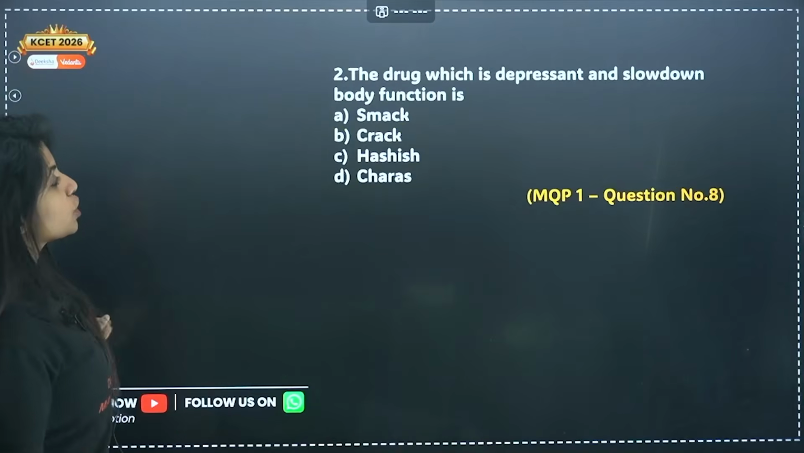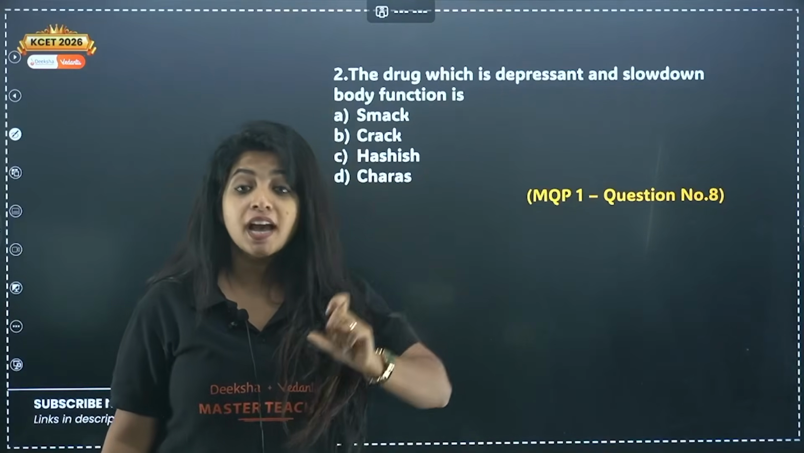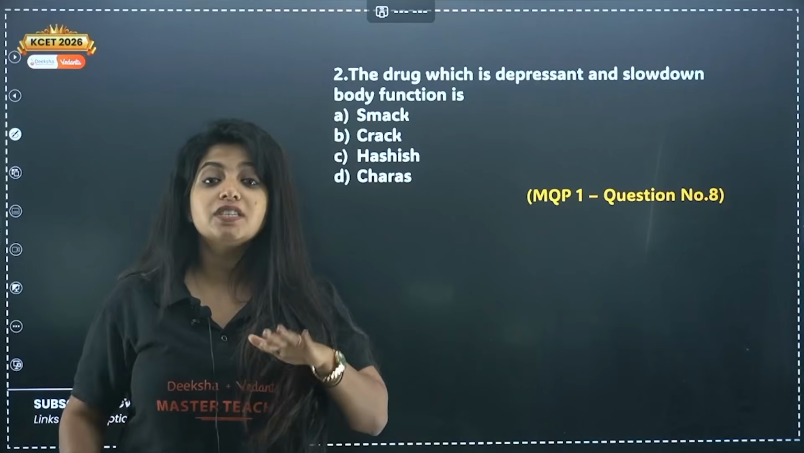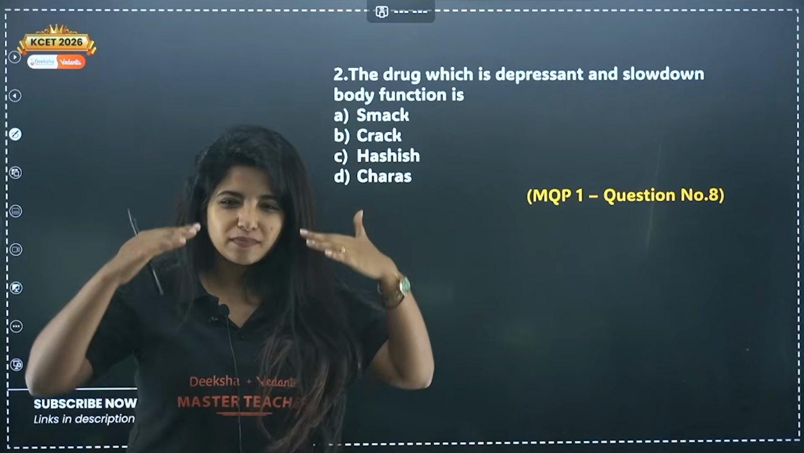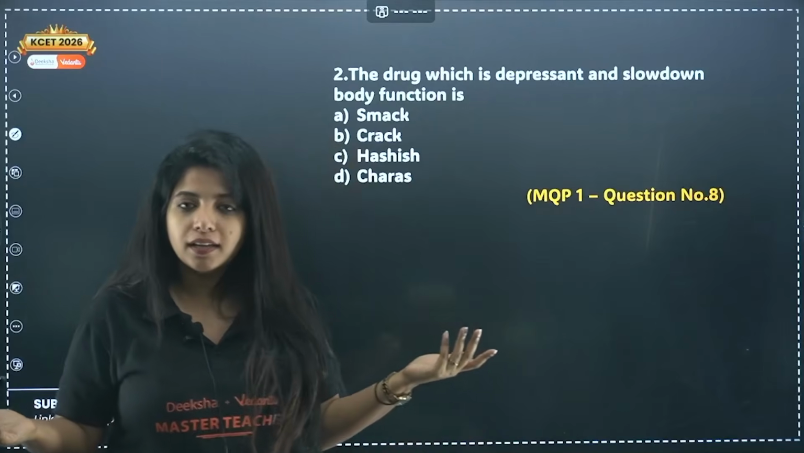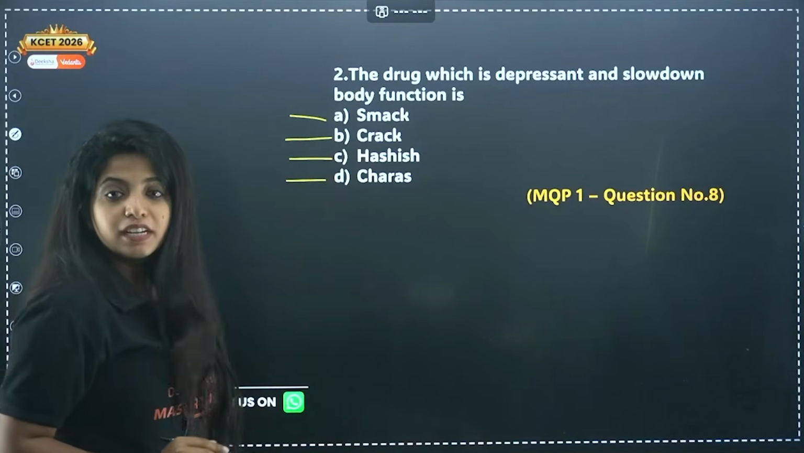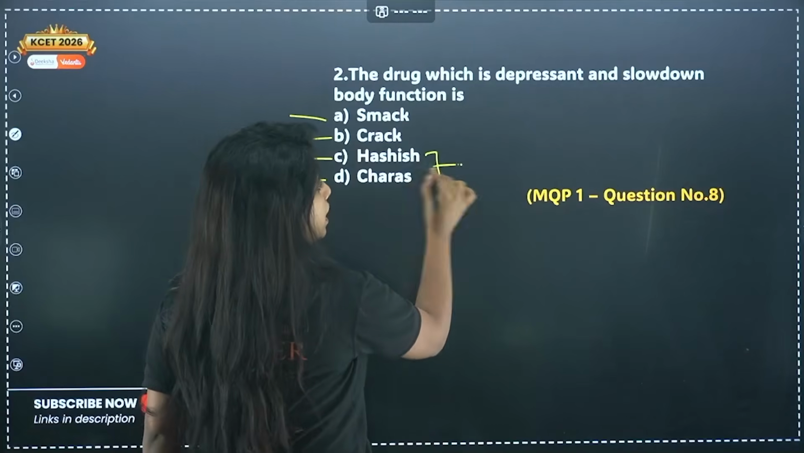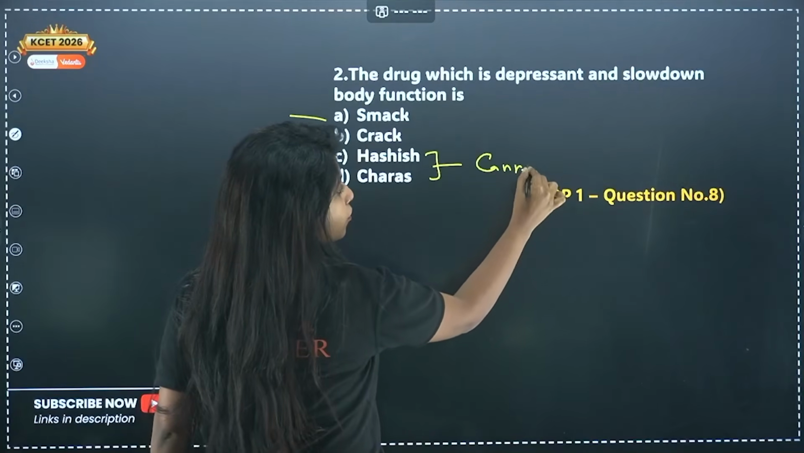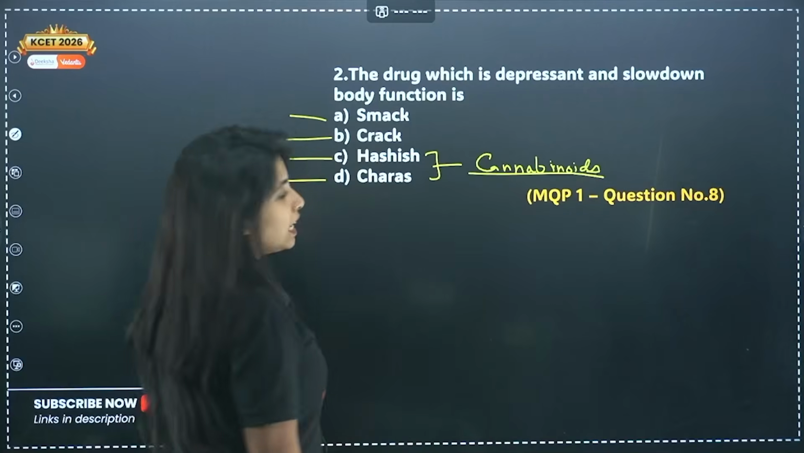Yes. Going ahead with the next question: the drug which is a depressant and slows down body function is. You are being asked about a drug which is a depressant. It makes you depressed and also it slows down your body. Which is that drug? Is it smack, crack, hashish, or charas? So hashish and charas, my dear children, they both come under a group of drugs known as cannabinoids.